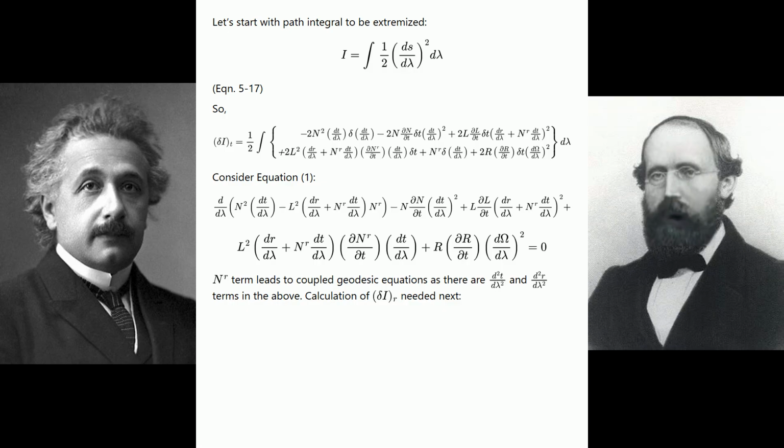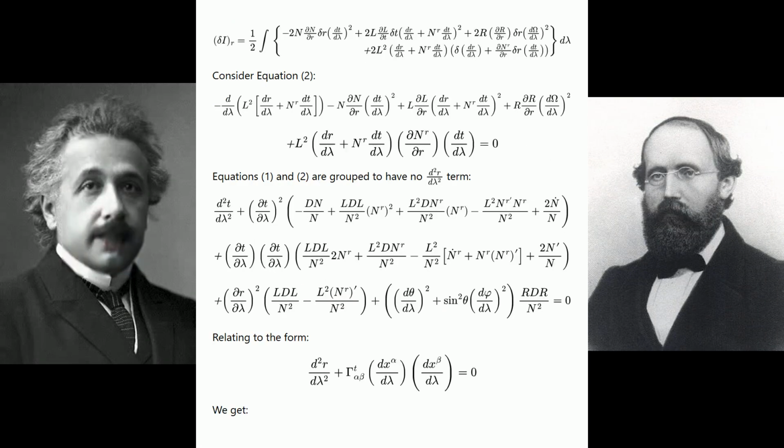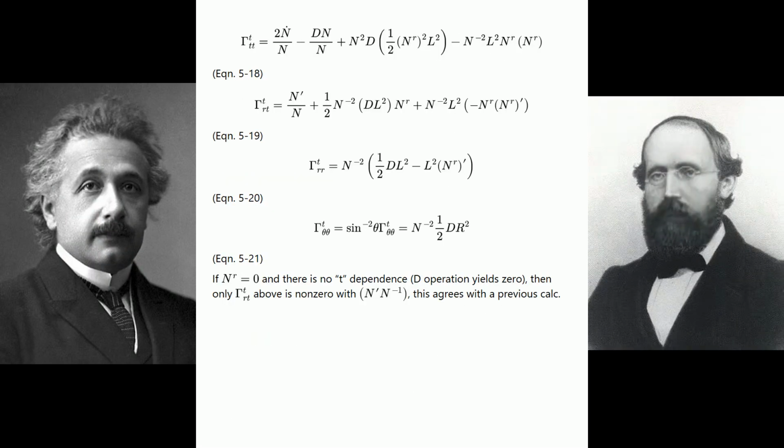Calculation of δI_r is needed next. See the equation. Consider equation 2. See the group of equations shown. Equations 1 and 2 are grouped to have no d²r/dλ² term. See the equations. Relating to the form, see the equation. We get equation 5-18. See equation 5-19. See equation 5-20.